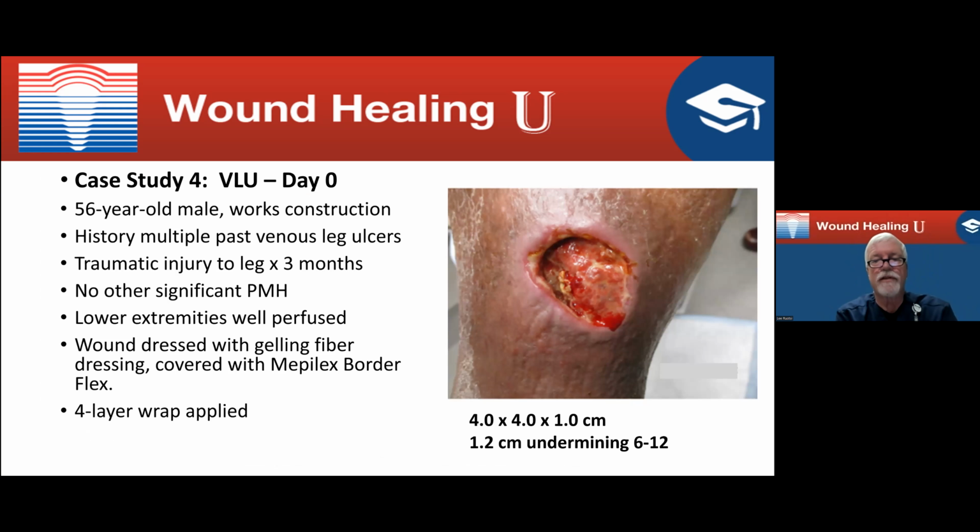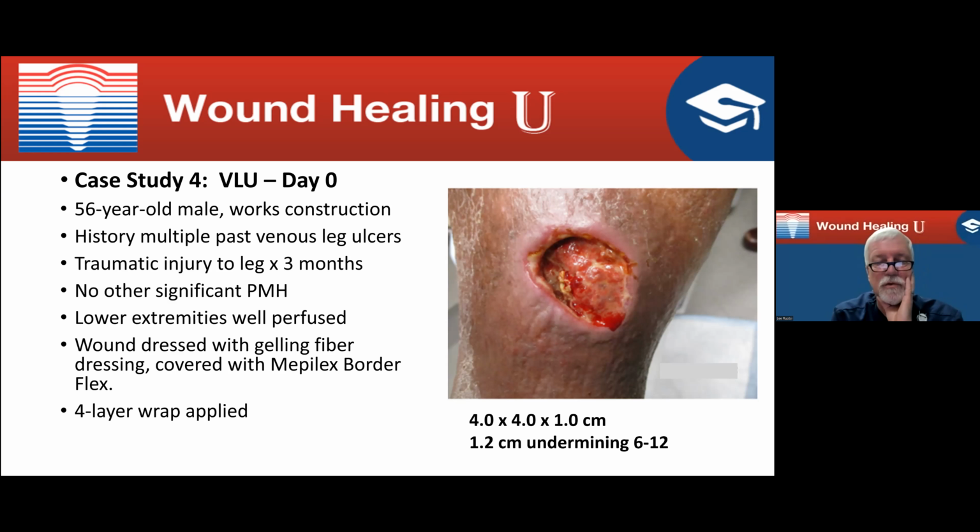Case study 4. This is a fairly straight up venous leg ulcer. However, a reminder that most venous leg ulcers do start with some sort of trauma, and then they're unable to heal due to the venous insufficiency. So this is a 56-year-old male construction worker, history of multiple past venous leg ulcers, and had a traumatic injury to this leg 3 months ago. No other really significant past medical history. His lower extremities were well perfused, good biphasic pulses by Doppler.